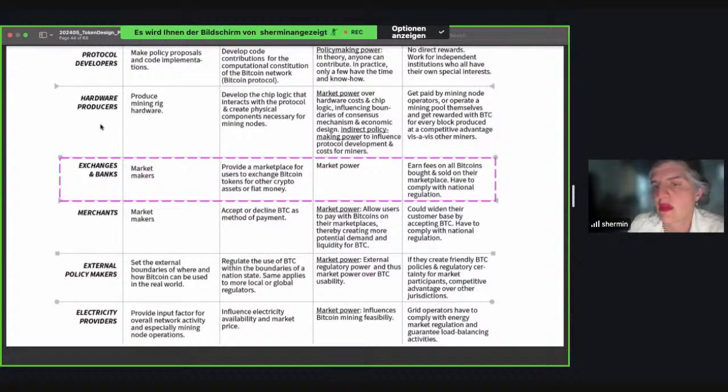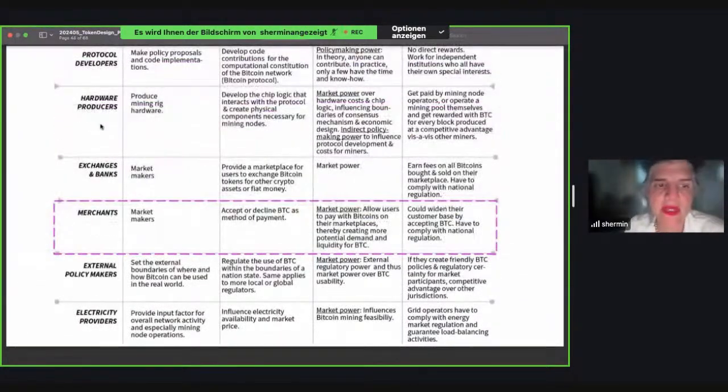They earn transaction fees on all Bitcoins bought or sold on their marketplaces. Obviously, they have to comply with national regulation, but they also have to comply with the rules of the Bitcoin network in the on-ramping and off-ramping interactions with the Bitcoin blockchain network.